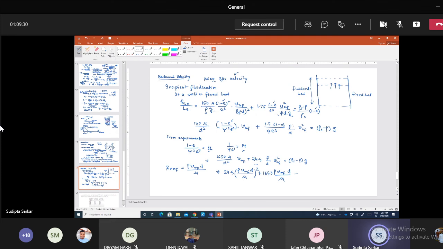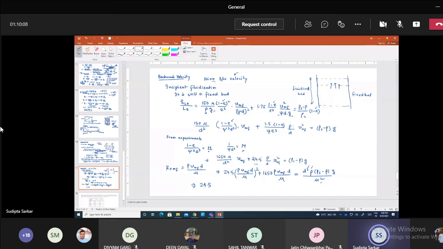You can see this side will become dq rho into rho s minus rho into g divided by mu square. So I'm just multiplying everywhere by d cube rho by mu square. Okay, so d cube rho by mu square, and so you can see this equation is becoming like 24.5.